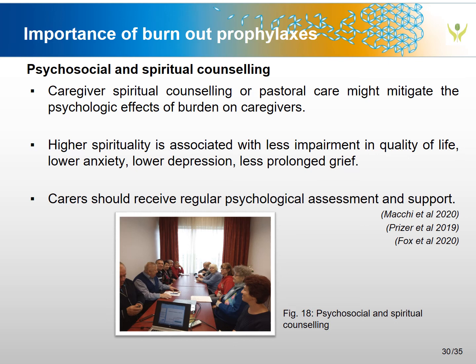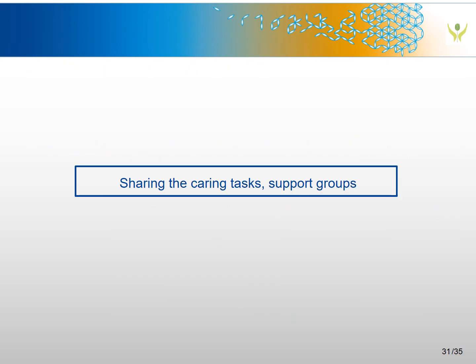Care partners are frequently faced with ongoing and anticipated losses from incurable neurodegenerative illness. Anticipatory grief may be more common in persons caring for someone of younger age, or with high non-motor symptom burden. Also, this topic will be discussed in upcoming lessons. To improve carer outcomes, carers should receive regular psychological assessment and support. Finally, we will talk about sharing the caring tasks and the importance to accept support groups.